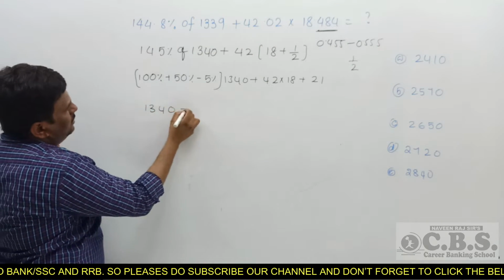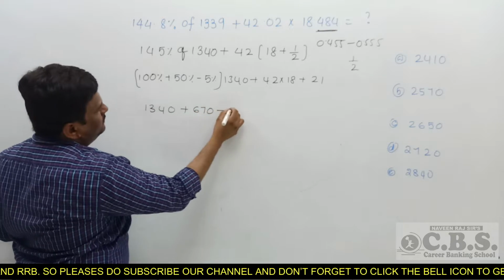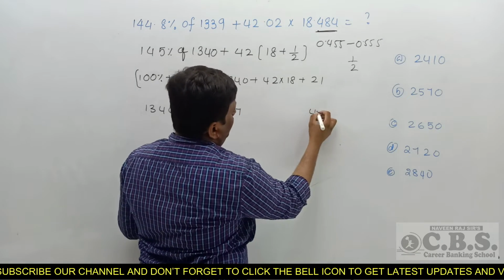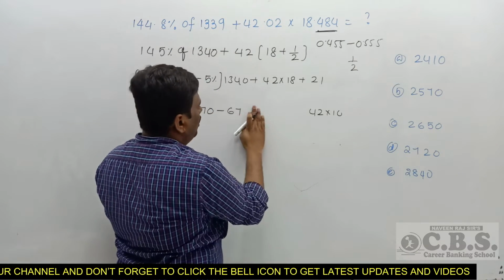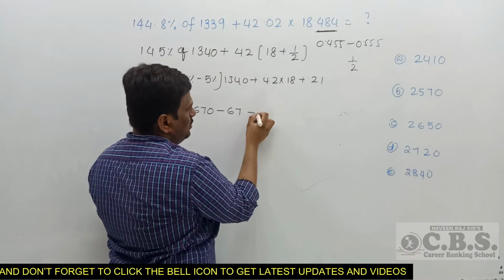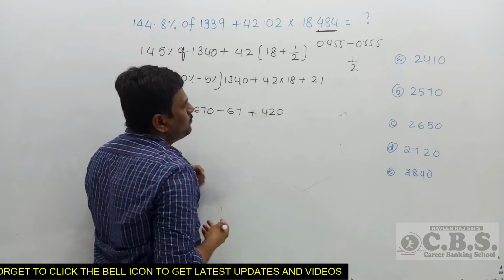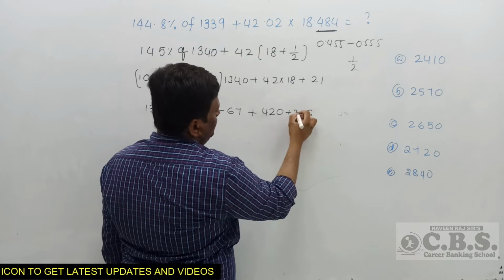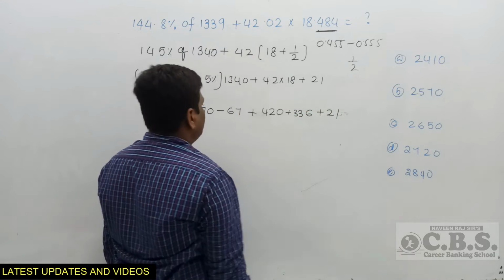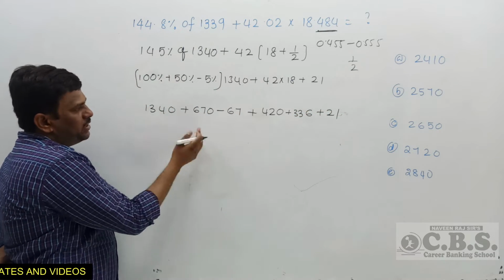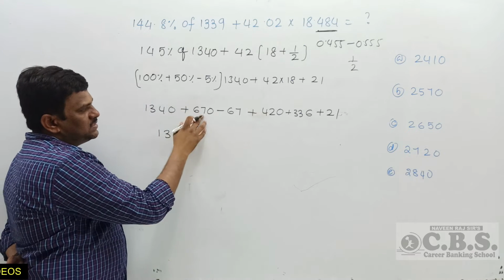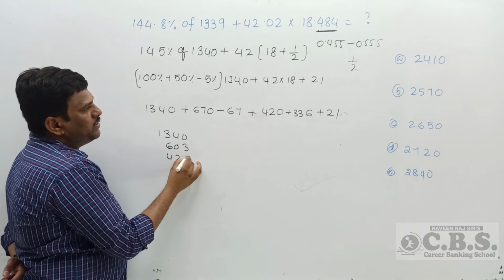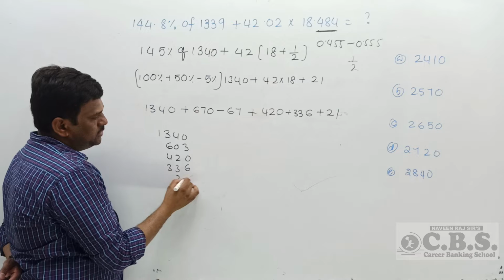What is the full number? 1340. 50% is 670, minus 5% is 67. So when you are doing the calculation, it is simple. 42 into 10 is 420. So how to do the calculation? You just do split calculation. 42 into 10, how much is it? 420. Next, 8 times. 8 2s are 16, 8 4s are 32, so 336, plus 21. Next you do the calculation: 1340, 670 minus 67, nothing but 603. 603, then 420, then 336, then 21.